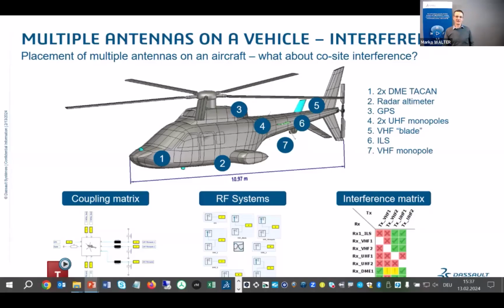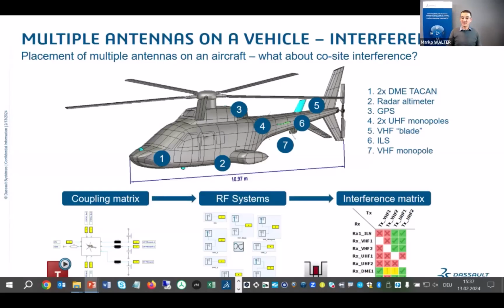And we've got a nice way of doing this. First, by calculating the coupling matrix, so running a broadband simulation of all the antennas to get the S parameters of the coupling between them all. Then defining the radio frequency systems, not only of other antennas, but other systems that might radiate as well, unintentionally. And those can be combined to then give you the interference matrix. That's using our interference task.